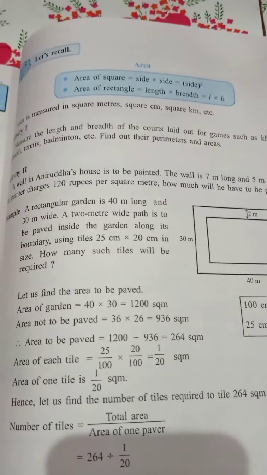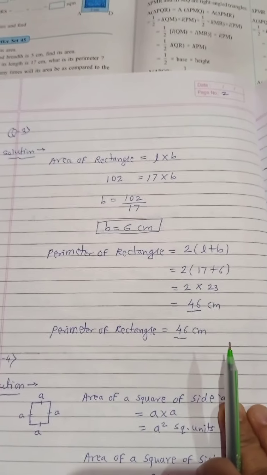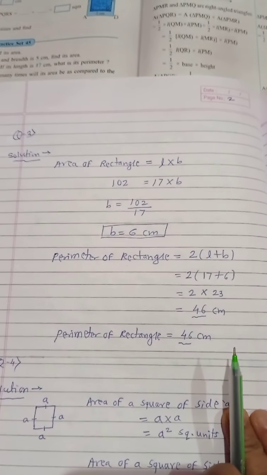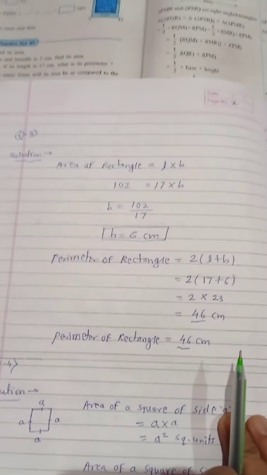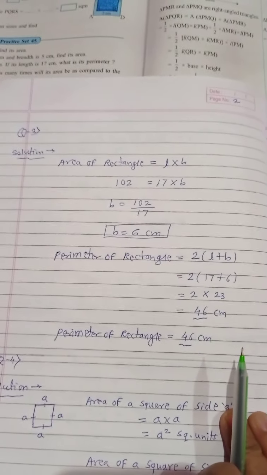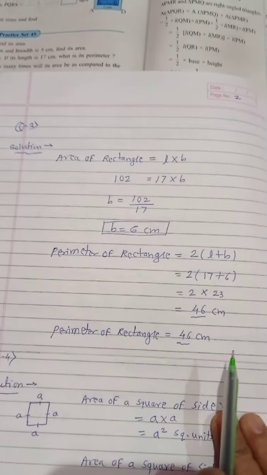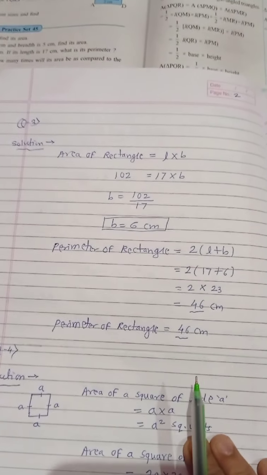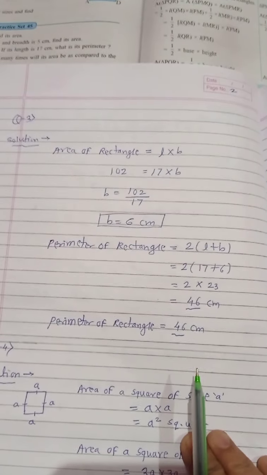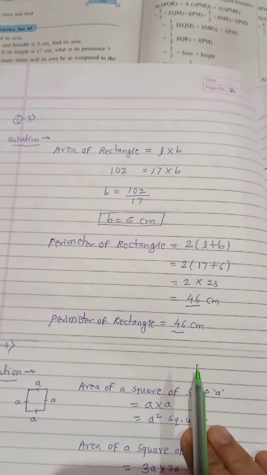Then the fourth example. See, if the side of a square is tripled, this question is a star question. The complications will be there a little bit, but if you understand, it is a very easy example. See here: if the side of a square is tripled, how many times will its area be compared to the area of the original square?